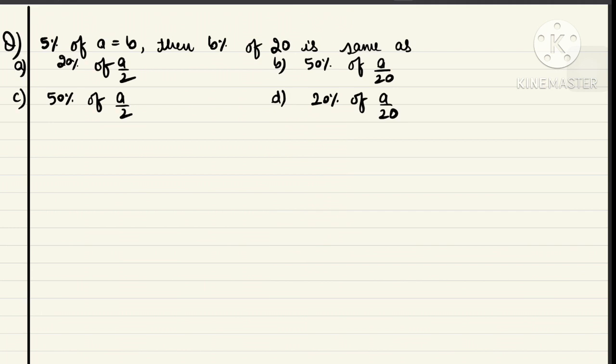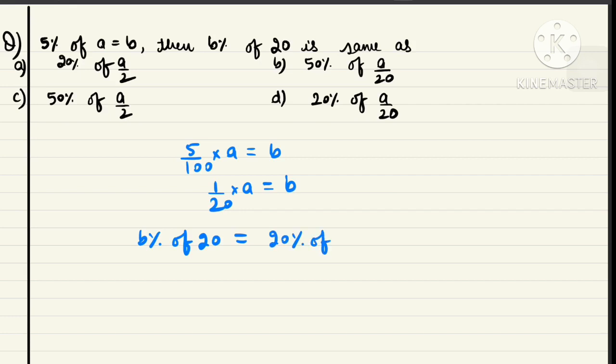In the next question, 5% of A is equal to B. So percentage to ratio conversion, 5% is 5 by 100 into A is equal to B. So 1 by 20 into A is equal to B. Then we have to find B percent of 20. We can write B percent of 20 same as 20% of B. It is very simple.